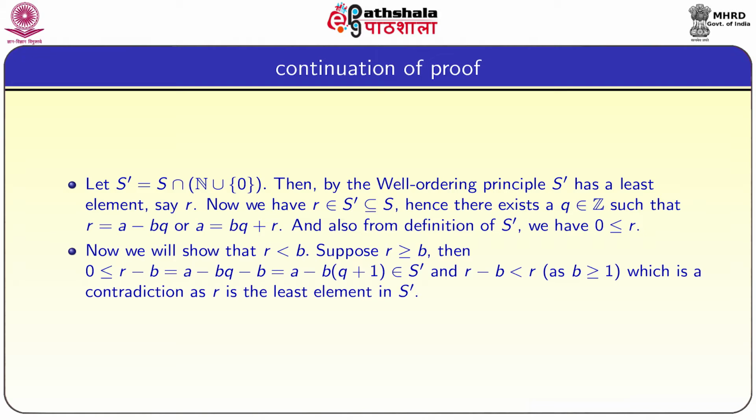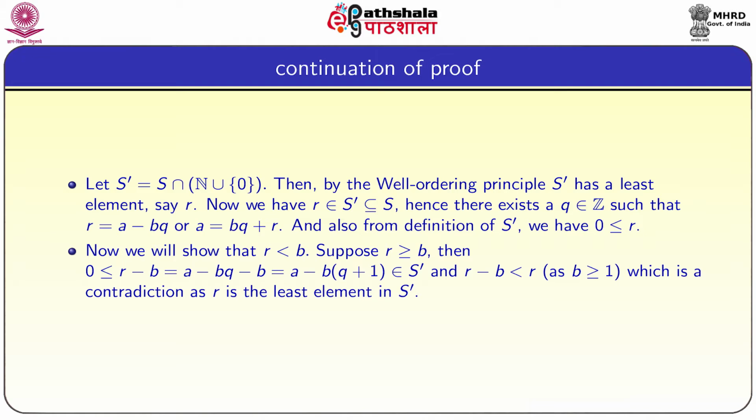Now, we need to show the conditions on r. From the definition of S dash we already have that 0 is less than or equal to r, as S dash is equal to S intersection N union {0}, so r is greater than or equal to 0. Now, we will show that r is less than b.